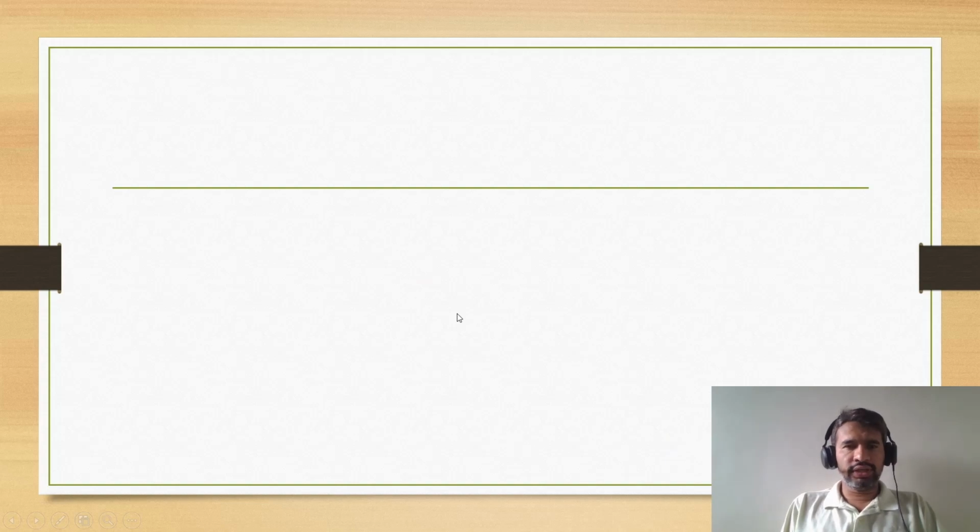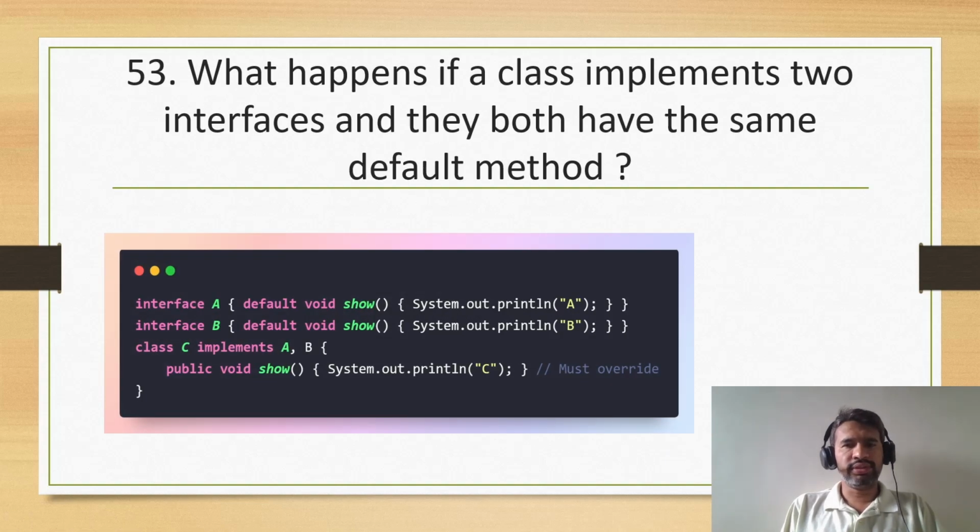So the next question is, what happens if a class implements two interfaces? They both have the same default method. So that is the twist. So a class is implementing two interfaces, they both have the same default methods. Let's see and understand this in detail.